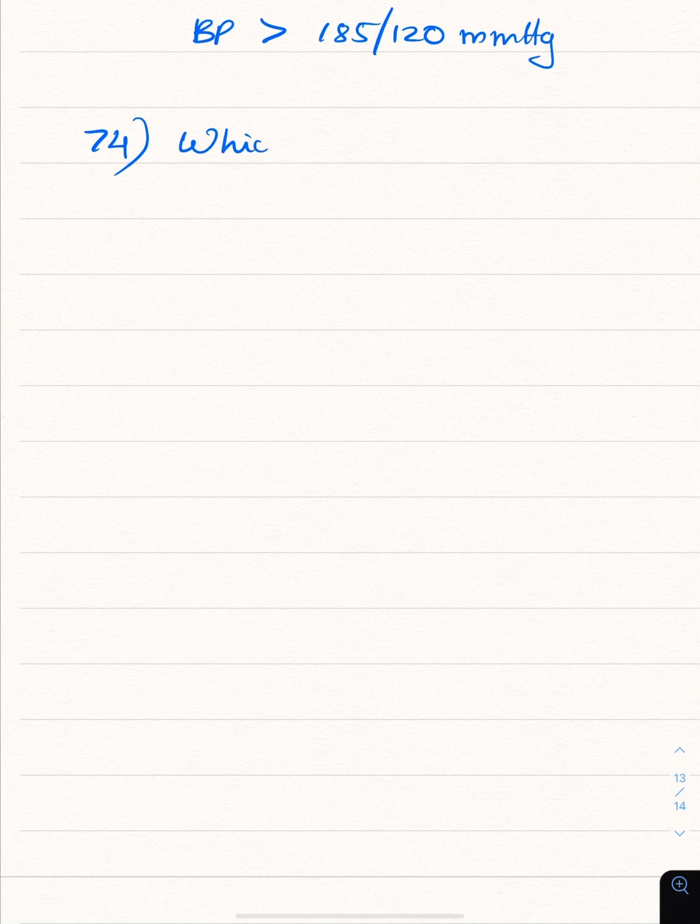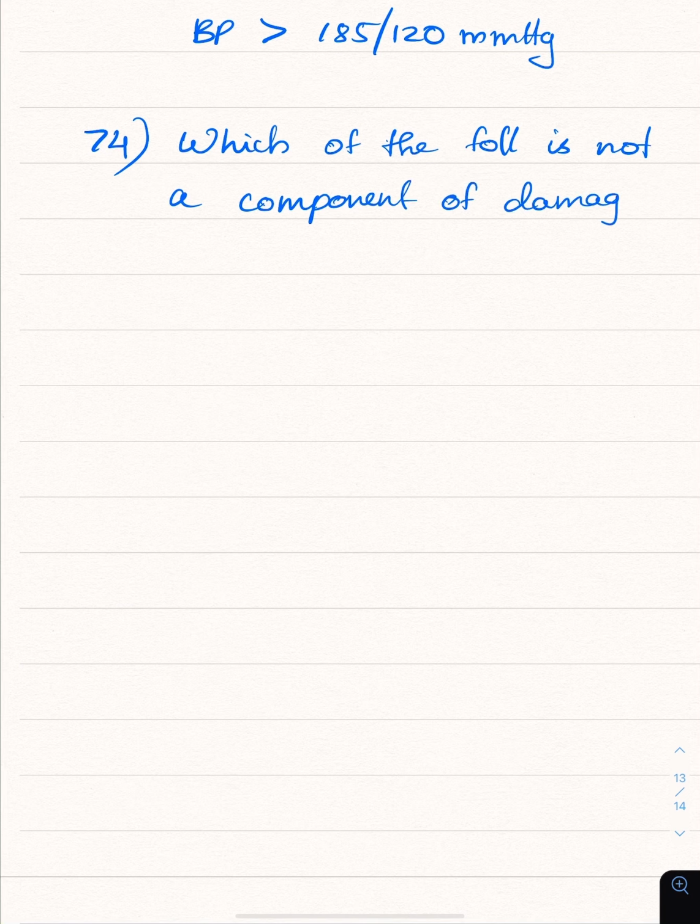Which of the following is not a component of damage control surgery? I am not very sure about this answer. That's why I'm not telling you the answer. The options were arteriovenous anastomosis, then preventing further injury, then prevent further contamination, and one more option was there. I had mentioned an answer. I'm not very sure about it, so I think it's better I don't discuss with you guys.